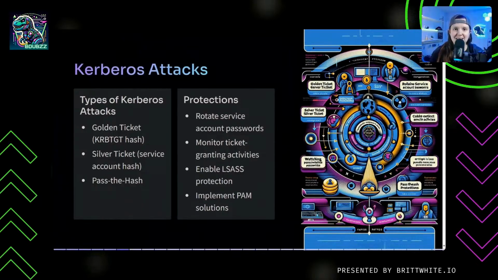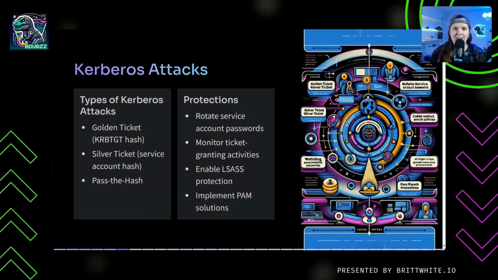To protect against these attacks, you should rotate your service account passwords regularly and implement a documented KRBTGT reset procedure. Monitor for suspicious ticket granting activities and unusual ticket lifetimes. Use Protected Users Group for privileged accounts. Enable LSASS protection and credential guard to prevent hash extraction. And implement PAM, Privileged Access Management Solutions.